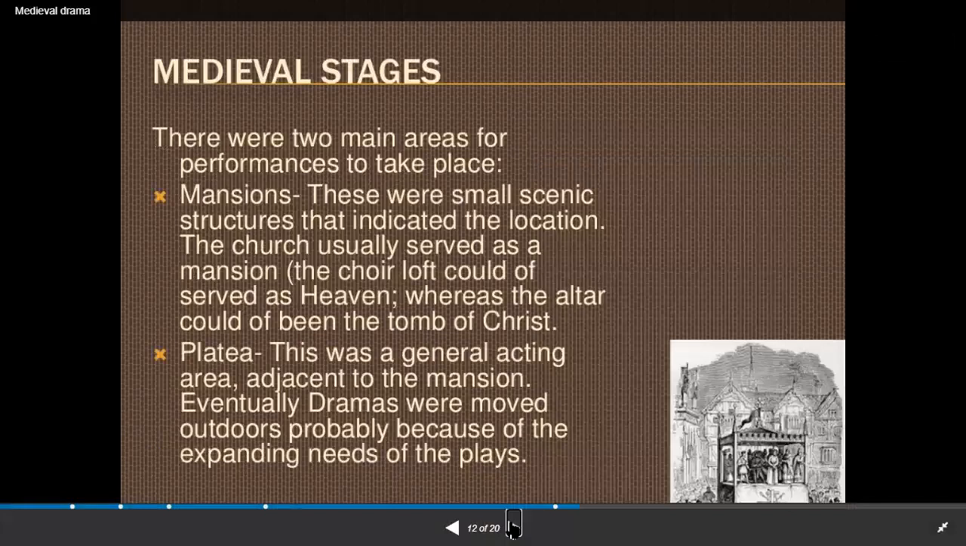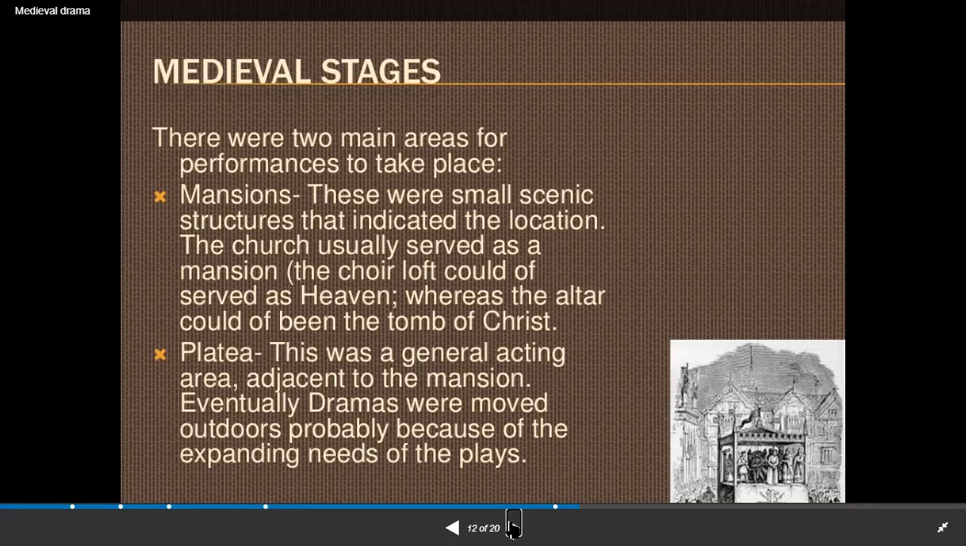In medieval stages, there were two main areas where performance took place: mansions and platea. Mansions were small scenic structures that indicated a location. The church usually served as a mansion. The choir loft served as heaven, whereas the altar could have been the tomb. You can see that in front of the church or in its porch, these mansions were set, with an attic or a small terrace. Platea was the general acting area adjacent to the mansion.